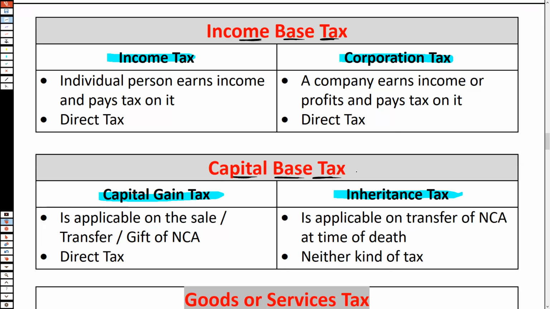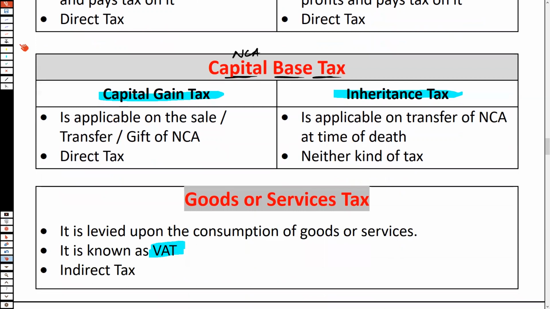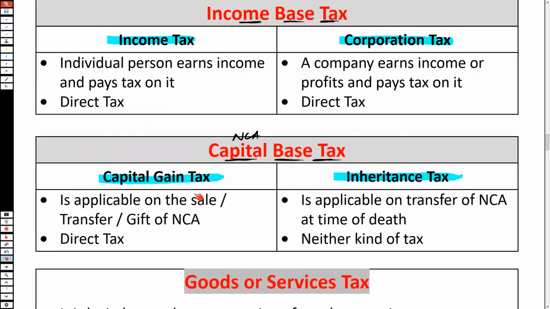The second category is capital based tax, where the tax is paid based on a non-current asset, meaning here we need to pay the tax due to any non-current asset. Such taxes are termed as capital based taxes. And where any tax is paid based on the consumption of goods or services, that is basically goods or service tax. The one and only category here is value added tax. Let me guide you.